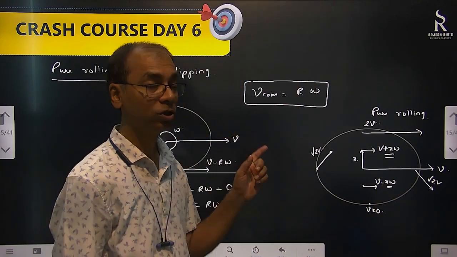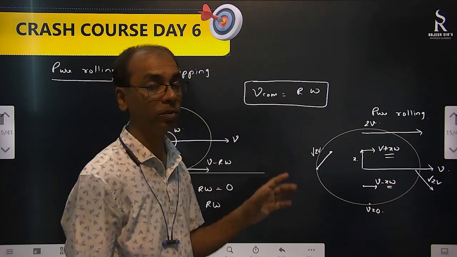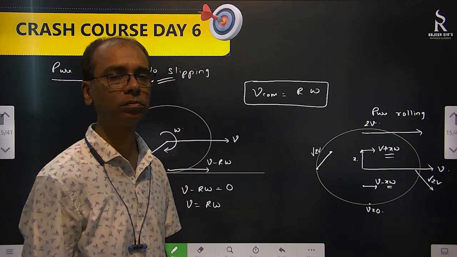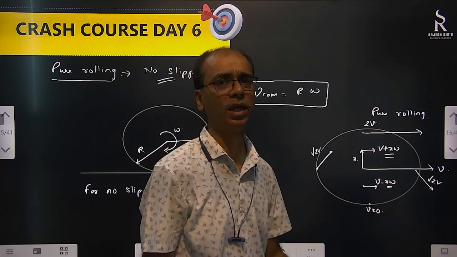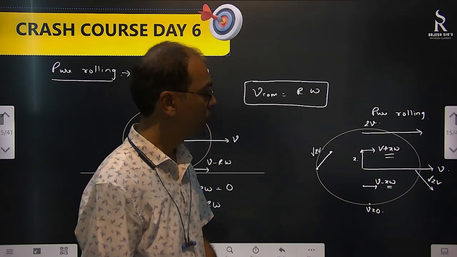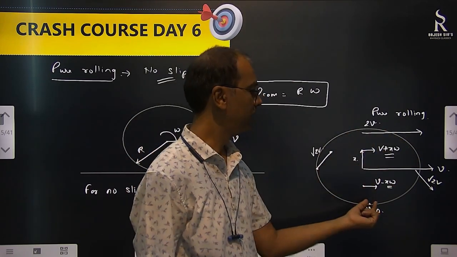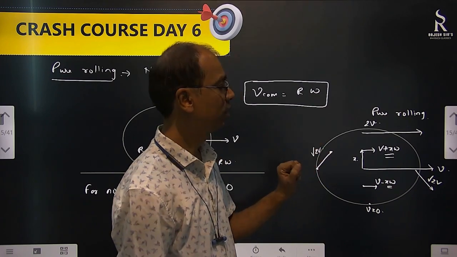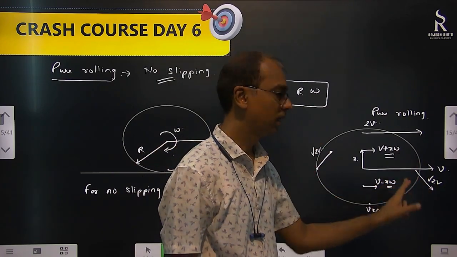That's what I'm saying. You should be able to find the velocity of any point because there are questions on that. Same way acceleration also. The acceleration of center of mass is a and angular acceleration is alpha. So here will be a plus r alpha, here will be a minus r alpha. Here will be a in this direction, r alpha upwards. Here will be a in this direction, r alpha downwards.